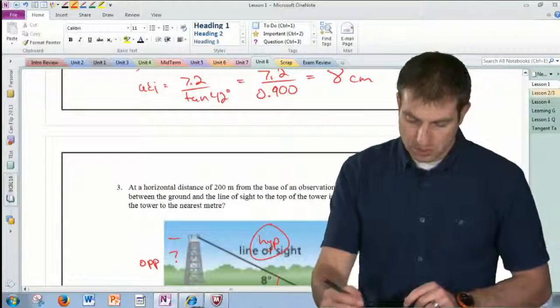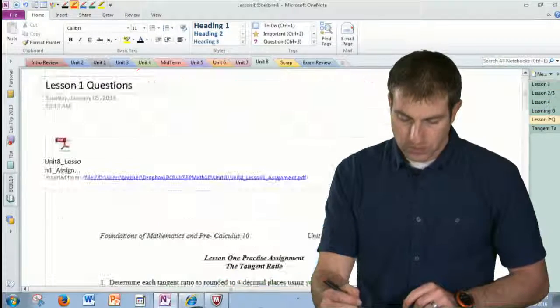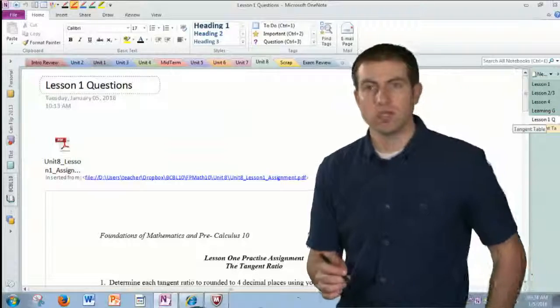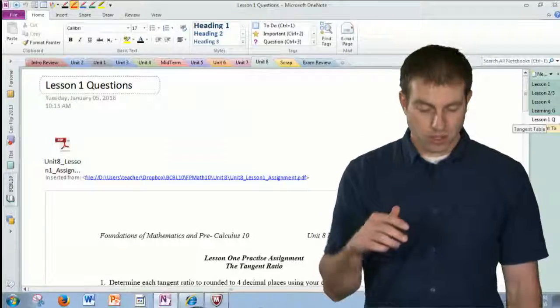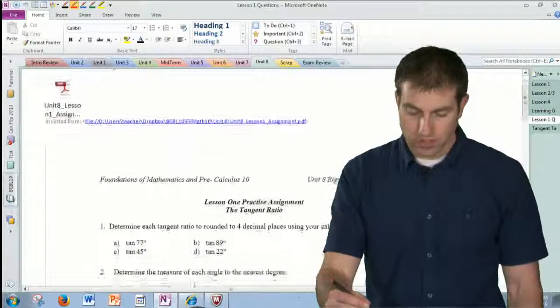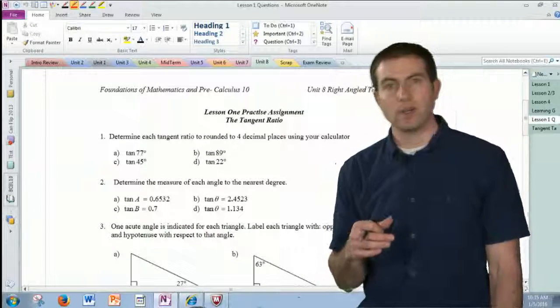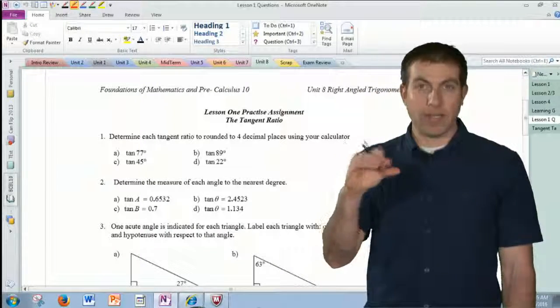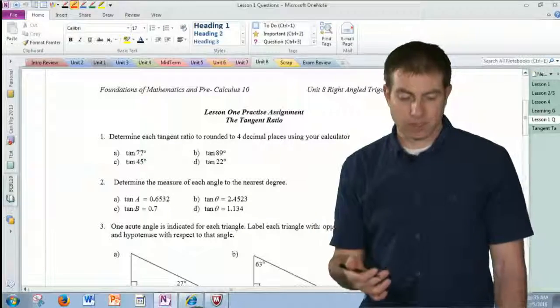And what I'm going to do is go to some questions from lesson 1. These are the questions that are in the course, and I had it pulled up but then it crashed. So if you are in the course, this isn't from the learning guide, this is from the lesson 1 tangent ratio practice assignment. That's what this is.